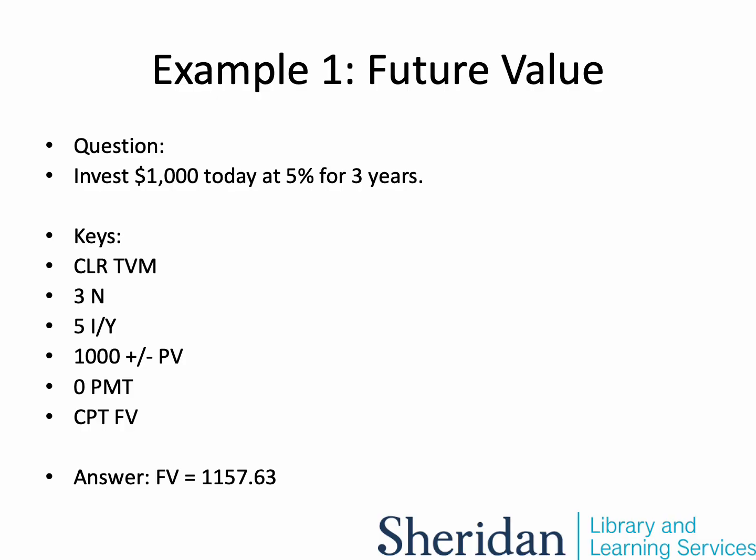Let's look at our first example. Suppose we invest $1,000 today at an annual interest rate of 5% for 3 years. First, we clear the TVM worksheet, then enter 3 for N, 5 for I/Y, negative 1,000 for PV, 0 for payment, finally press CPT and then FV. The calculator gives us a future value of about $1,157.63. Notice that we enter the present value as a negative number because it's money leaving us today.